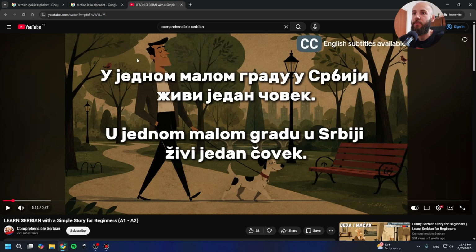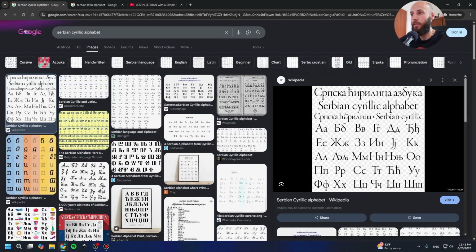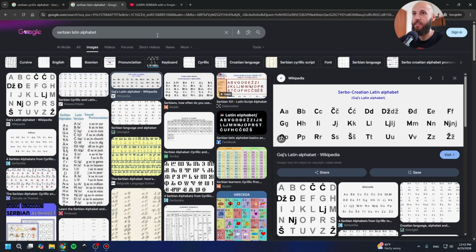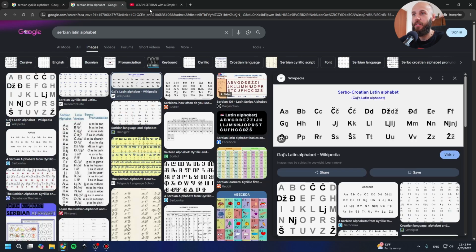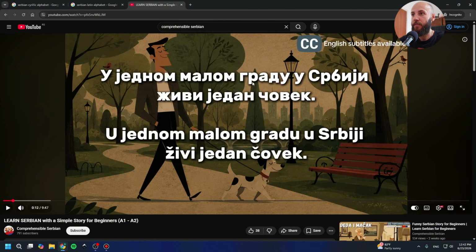And for example, if you're learning the Cyrillic alphabet, you can look up the letters and then try to read them. So refresh your memory, look them up, and then try to find them in a sentence. So when you know that this is the letter G, for example, then you try to find it here. For example, in this word, G, grad, gradu.